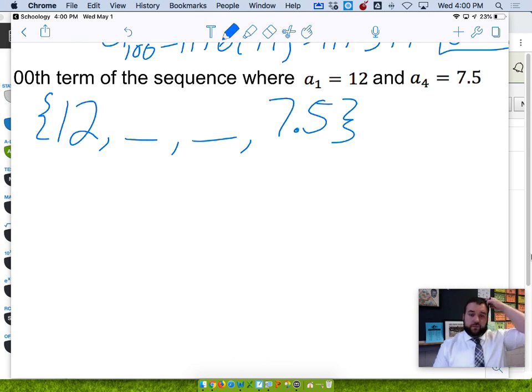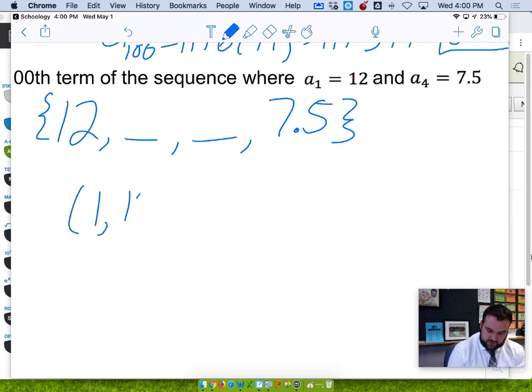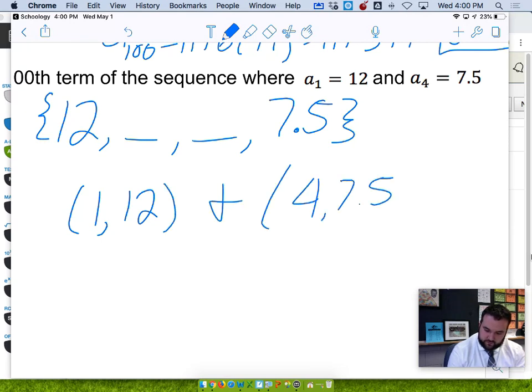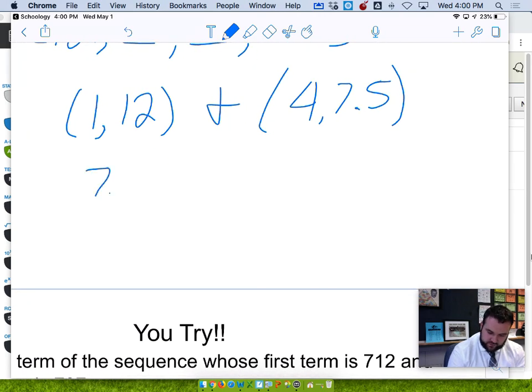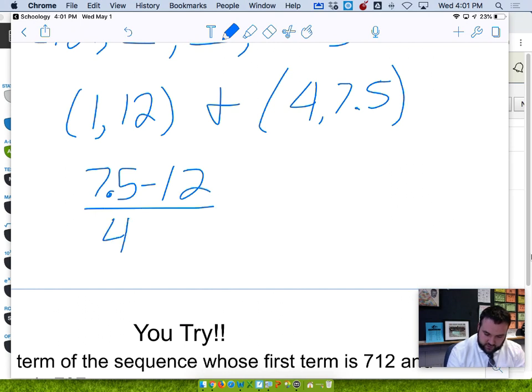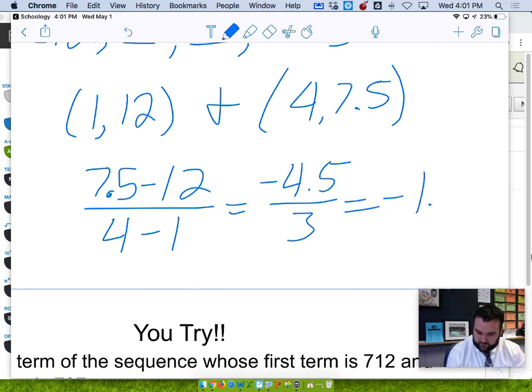So I really don't care about the second and third terms. What I'm going to do is treat this kind of like slope. The first term is 12, and the fourth term is 7.5. So I'm going to set up my slope equation, which is y2 minus y1 over x2 minus x1. This is not the only way to find slope, but it's one way. That ends up being negative 4.5 over 3. If I divide those, I get negative 1.5.